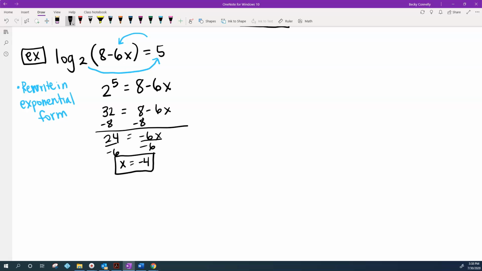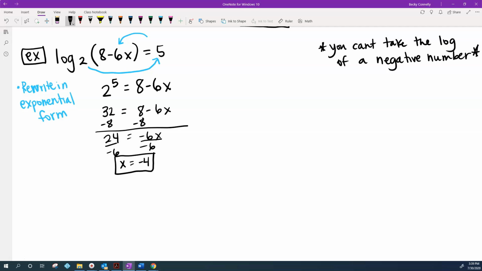Now, you may have heard this, you can't take the log of a negative number. Okay, so meaning, let me show you something over here. What if you tried to do log of -5 in your calculator? What does it say there?